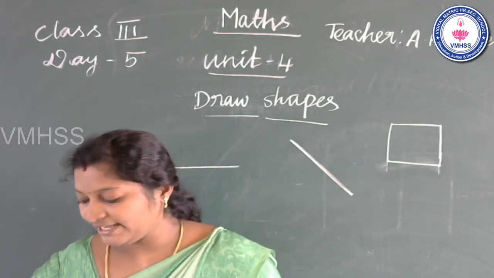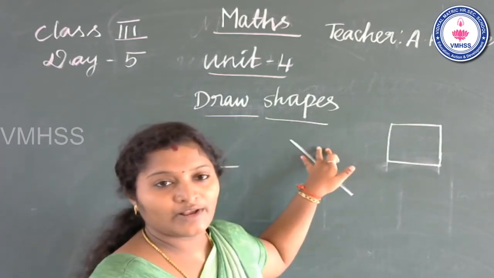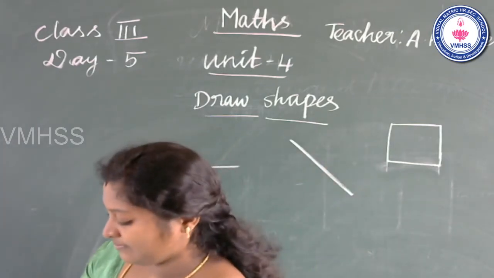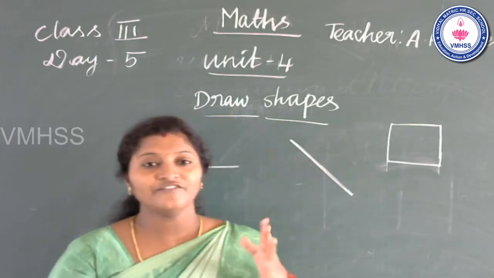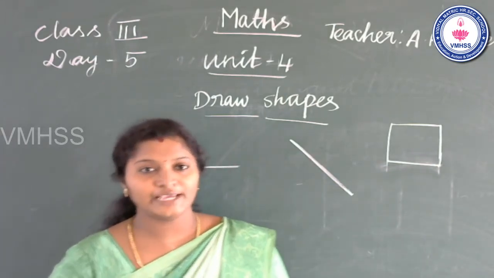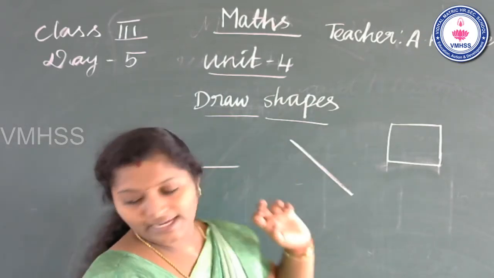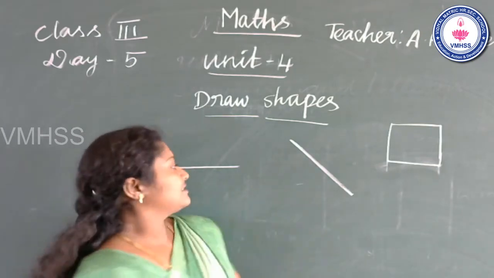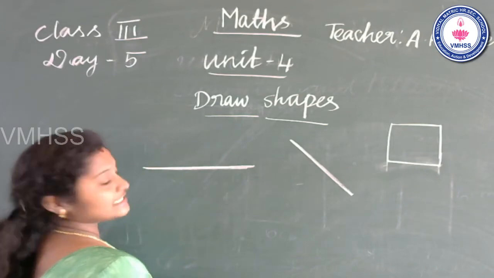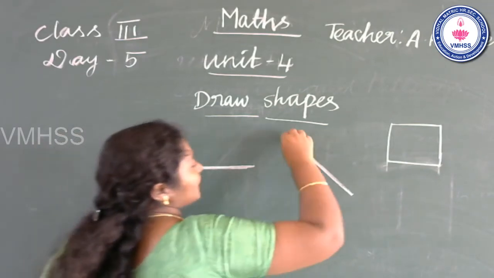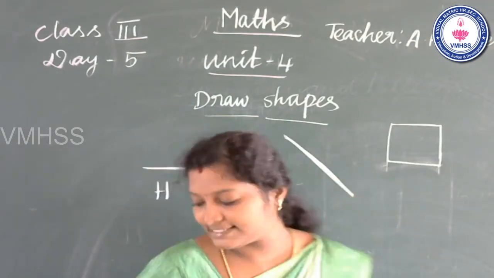Okay, listen carefully. Today we learn about draw shapes. Already we learned measure shapes. Today we learn draw shapes. So what is this line? See that. This line is horizontal. This line is vertical line. This line is horizontal line.